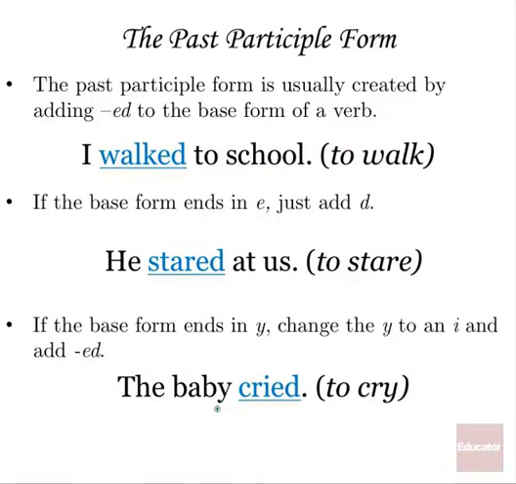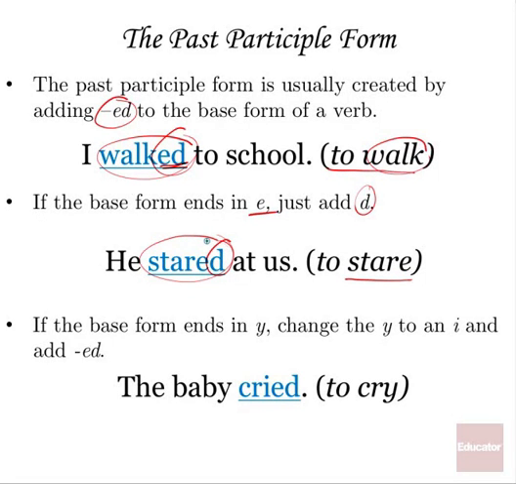Okay, the past participle form. The past participle form is usually created by adding the suffix ed to the base form of a verb. I walked to school. There's our friend walk again. Base form walk. We add the ed, and we get walked. Now, there are some complications. If the base form ends in e, just add d. So there's our old friend stare, and it becomes stared. We've just added the d.